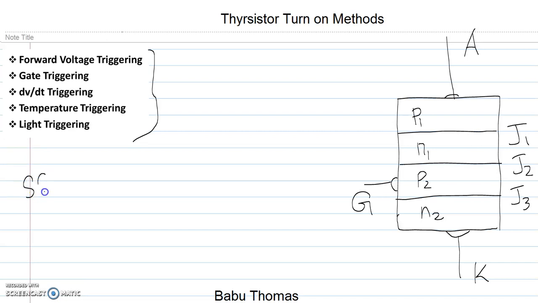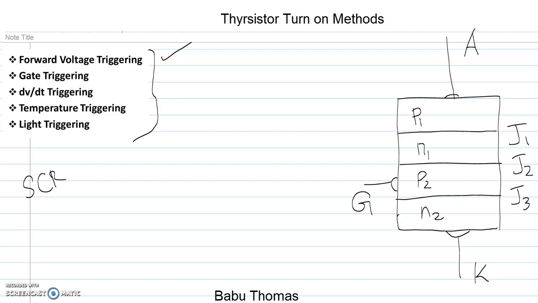So we said that an SCR is a semi-controlled device. That means you have your control over the turn-on process. So these are the methodologies which we are implementing in order to turn on a particular thyristor. So first we will be seeing about the forward voltage triggering. The forward voltage triggering we have already discussed when we were discussing the IV characteristics of the device.